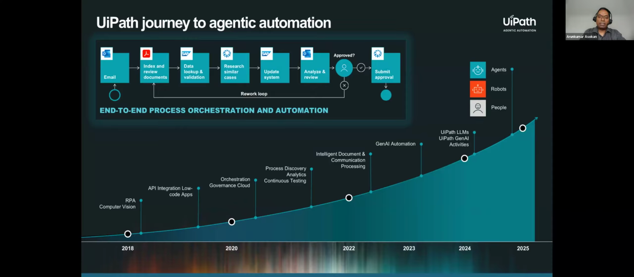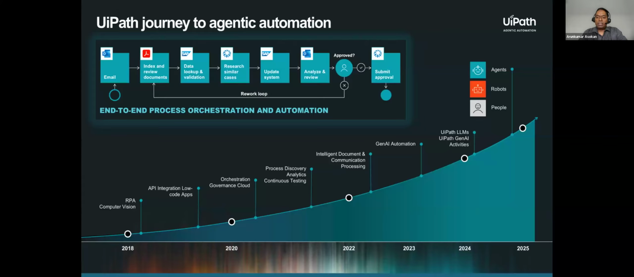engine, which can orchestrate a process end-to-end, which has RPA and intelligent automation with agentic automation capabilities built in, and that's where we are. We can now do end-to-end automations across different platforms, performed by agents, robots, and humans working in tandem. That's where we are.